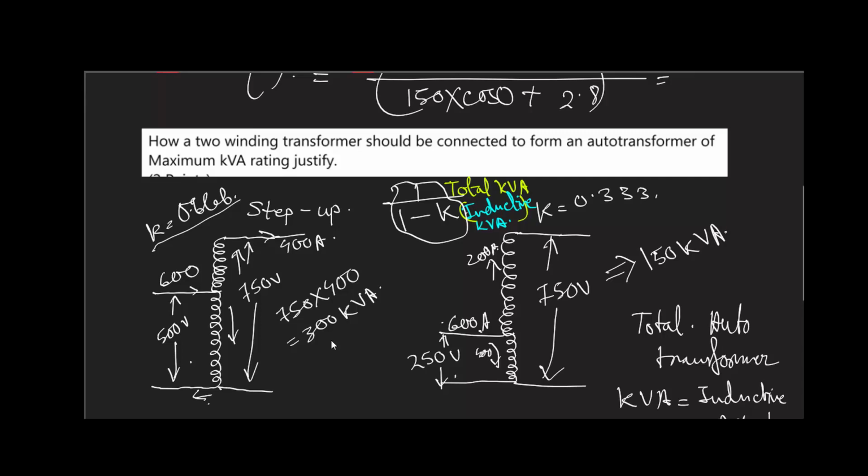So what should be the answer? The answer should be that either way, the high terminal of the high voltage winding must be utilized either as input in case of step up or as output in case of step down transformer, right?